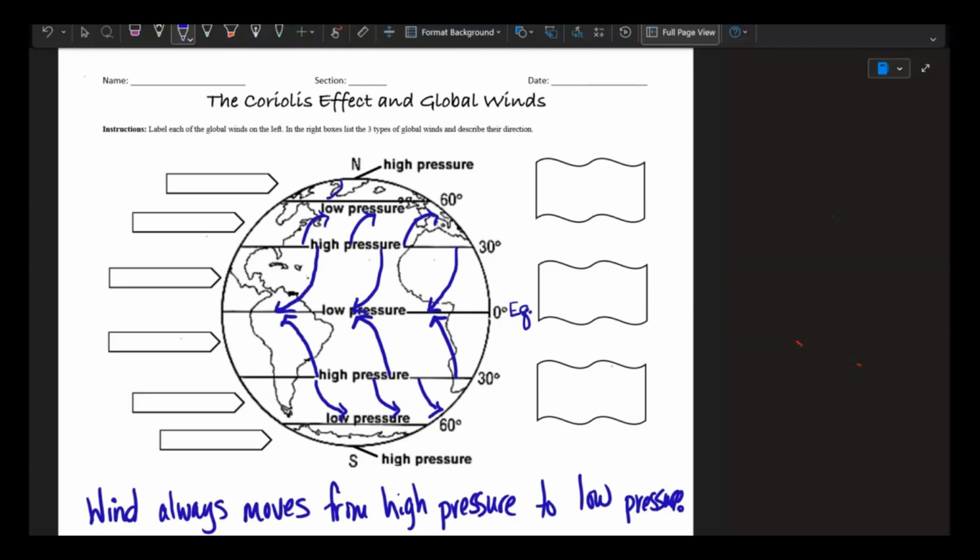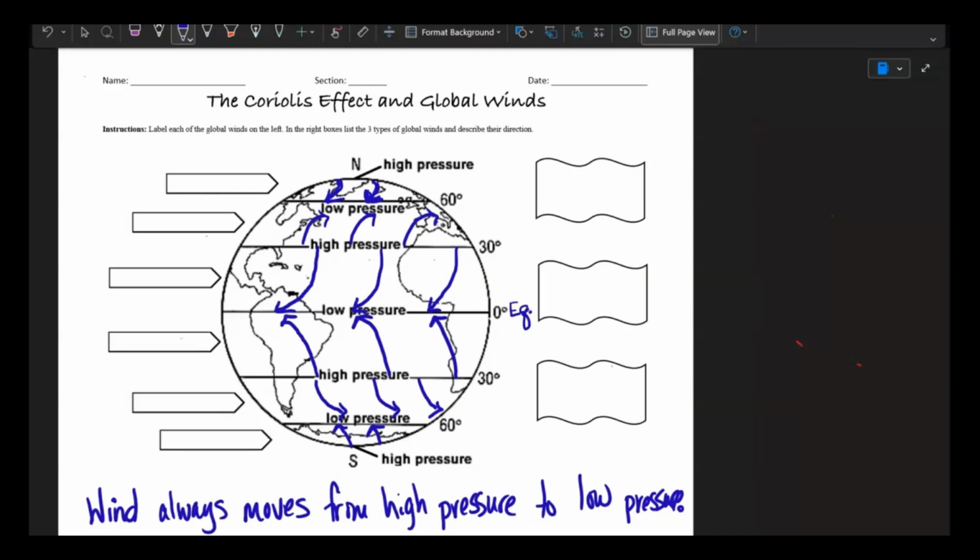High pressure to low pressure, but we're moving towards the equator, so we fall behind. We head west. So that's how air in our global winds moves and curves, because Earth is spinning, but it's also trying to get from areas of high pressure to low pressure.